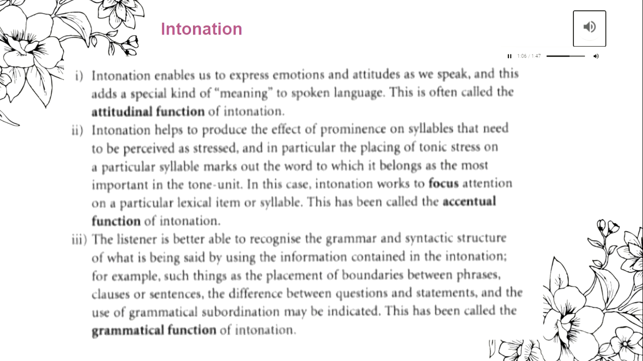After this, the listener is better able to recognize the grammar and the syntactic structure of what is being said by using the information contained in the intonation. For example, such things as the placement of boundaries between phrases, clauses, or sentences, the difference between question and statement, and the use of grammatical subordination might be indicated. This has been called the grammatical function of intonation.